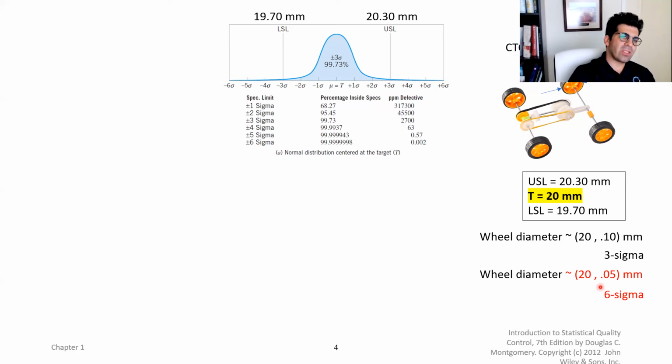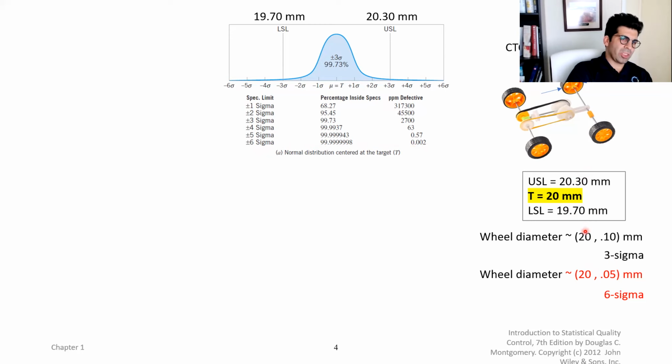Another example, let's say I have the same mean, but my standard deviation is smaller, which means I have lower variation in my production, which is good for quality, right? We learned that earlier. Then this distance between mean and USL is going to be 6 sigma, because this distance is 0.30 and you have to multiply 0.05 by 6 to get 0.30. So that distance is 6 sigma. In that case, our parts defective per million is only 0.002. It's not even 1 part, right?